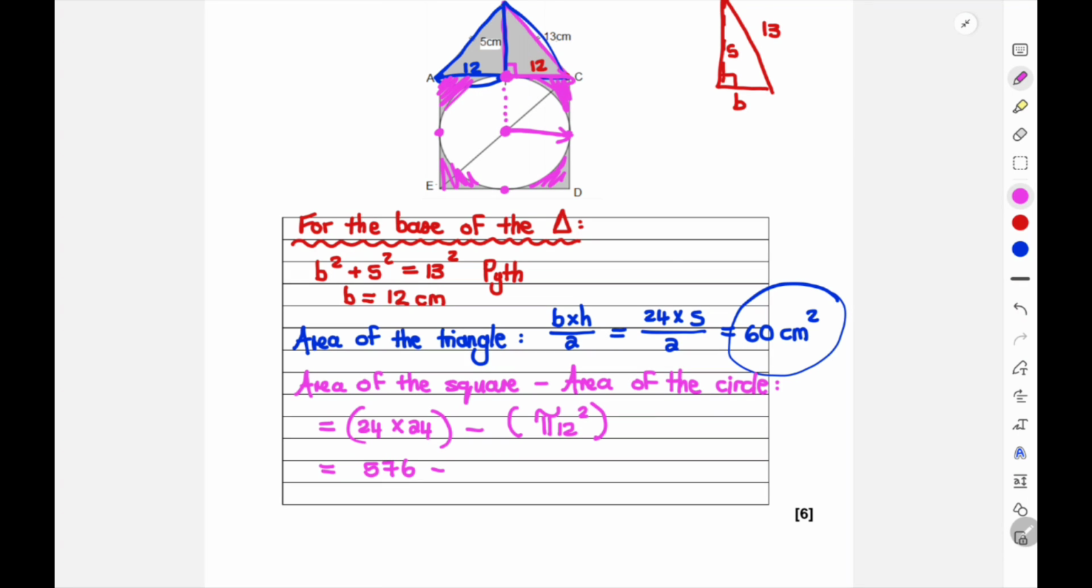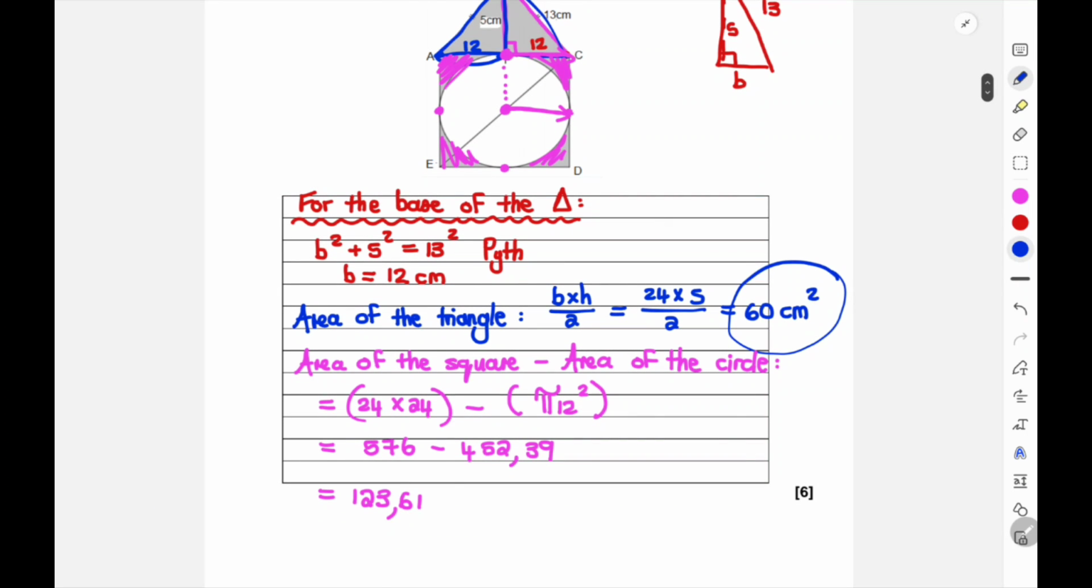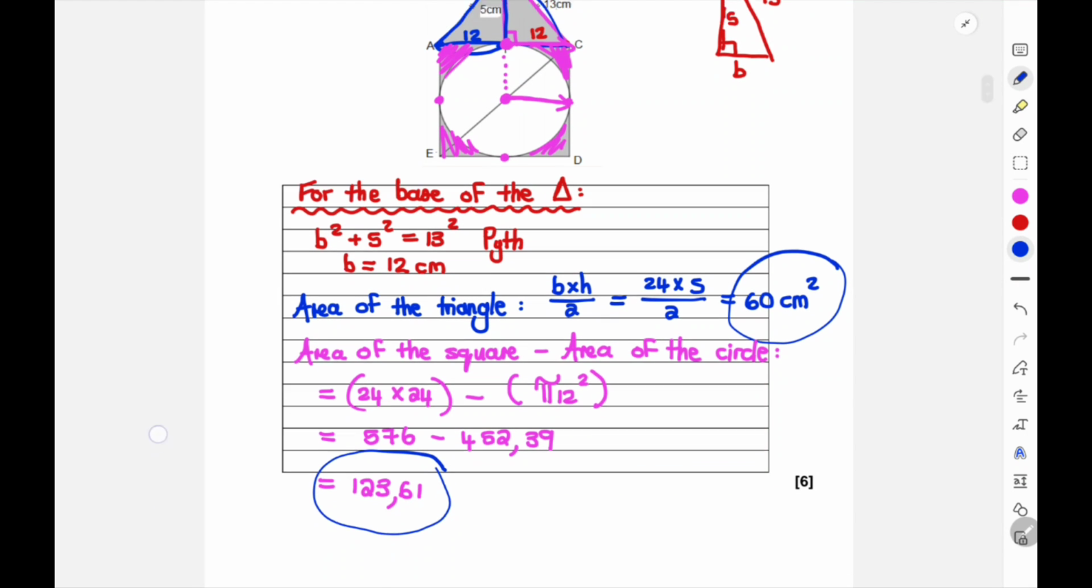576. And if you subtract pi times 12 squared, it gives you 452.39. I'm going to lock it in as my answer, and then in front I'm going to put 576 minus. So the area of those little corners all add up to 123.61. And that is the other part of my shaded area.